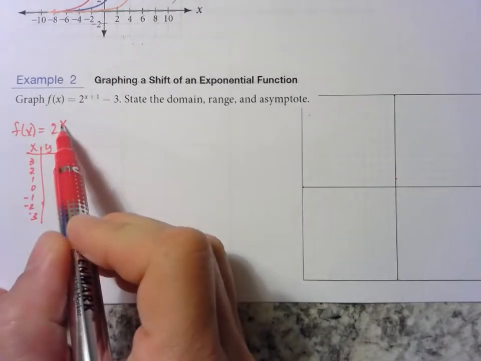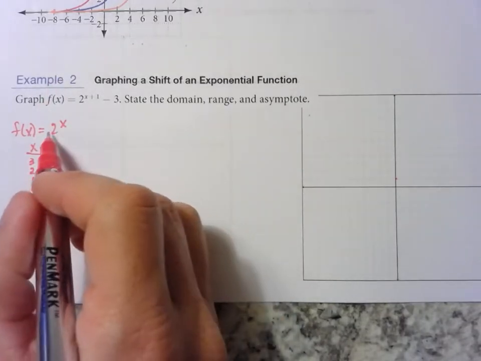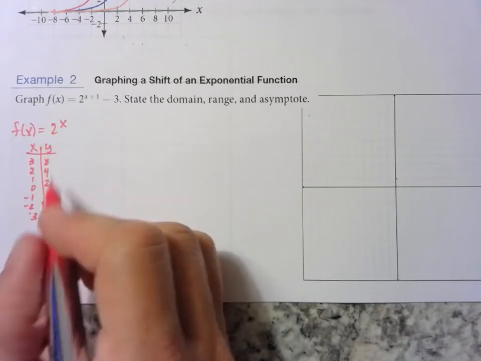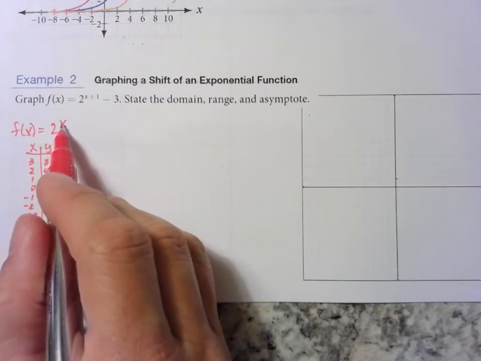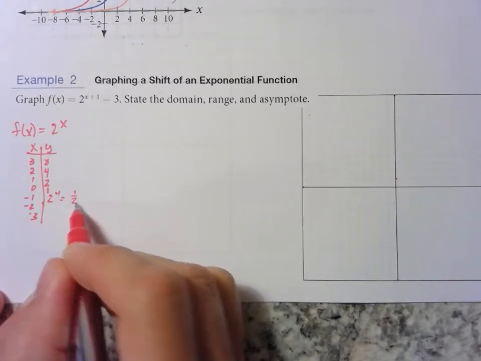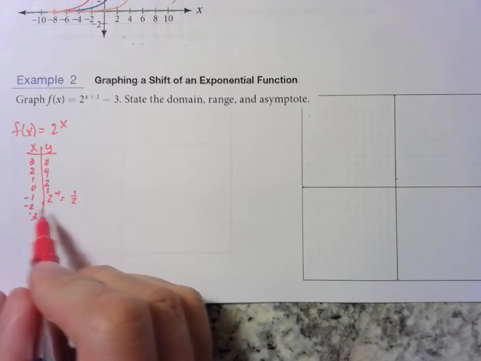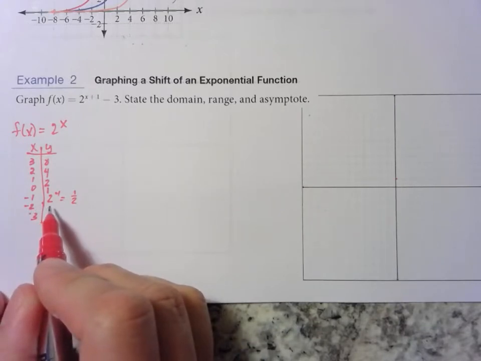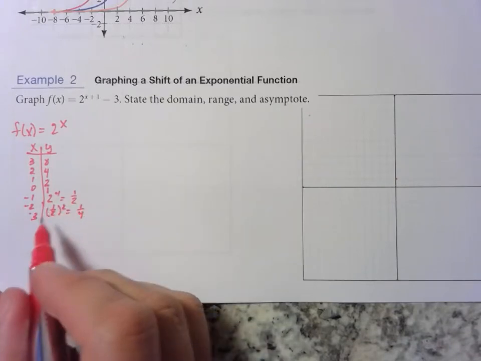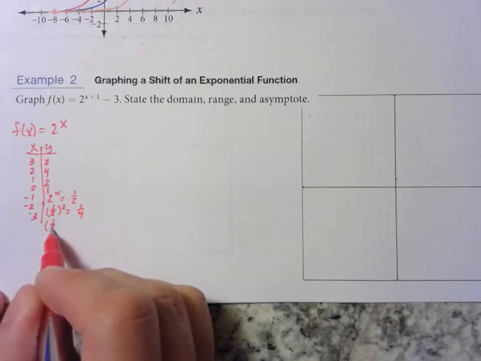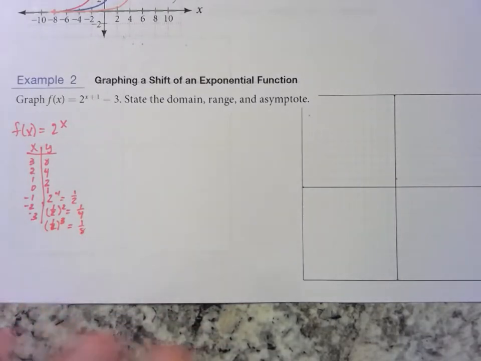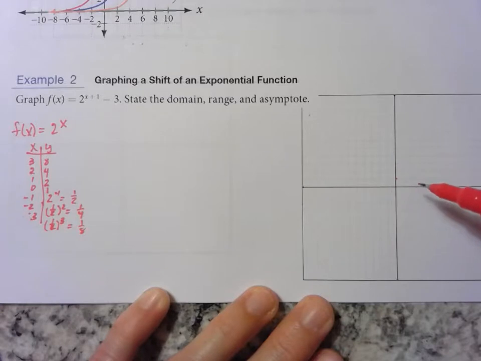So if you put a 3 in for x, 2 to the third power is 8, 2 squared is 4, 2 to the first power is 2, 2 to the 0 power is 1, 2 to the negative 1 power is 1/2. Remember that rule? 2 to the negative 2 power is 1 over 2 squared, or 1 over 4. And then 2 to the negative 3 would be 1 over 2 cubed, or 1/8. Okay, so if we plotted all of those points, what do we get?